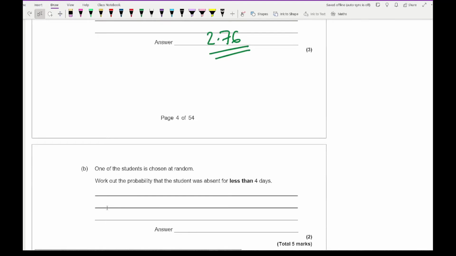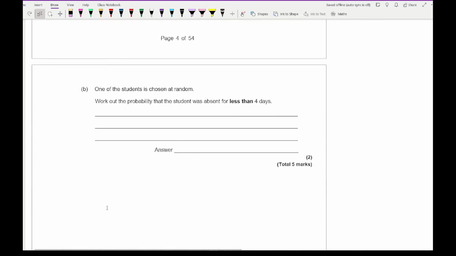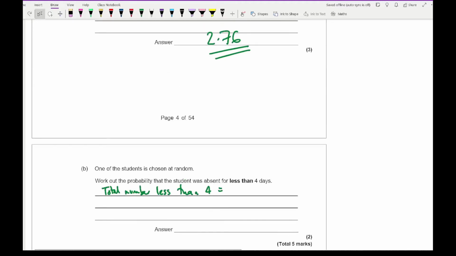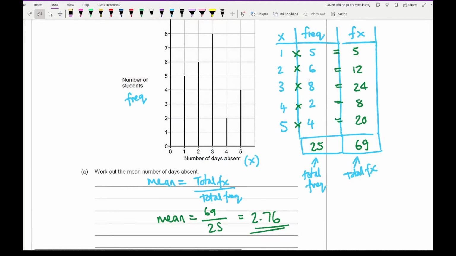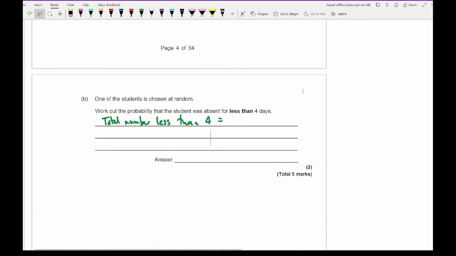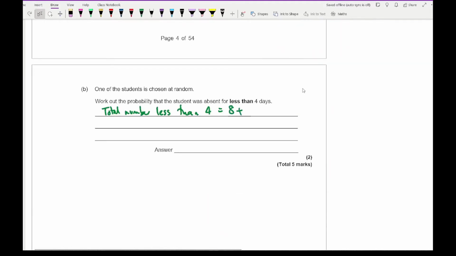The next question then says one student is chosen at random. Work out the probability that the student was absent for less than 4 days. So the total number less than 4 is, and again looking at this data, just move up. So it's going to be 8 plus 6 plus 5, which is 19.